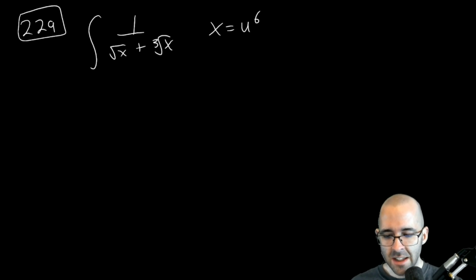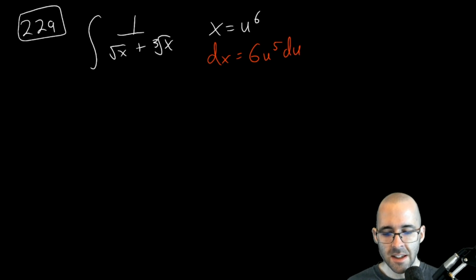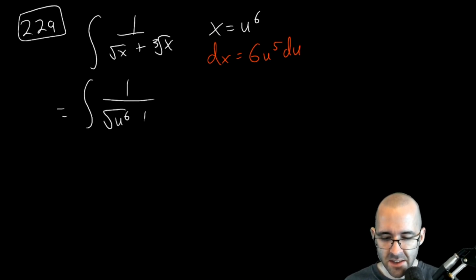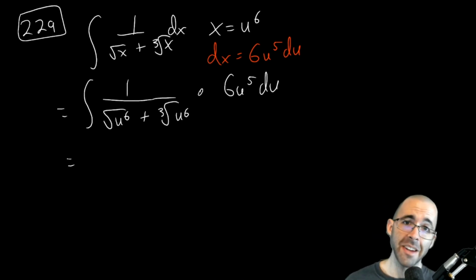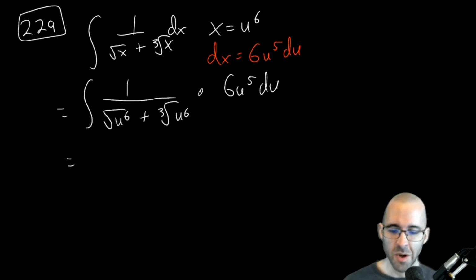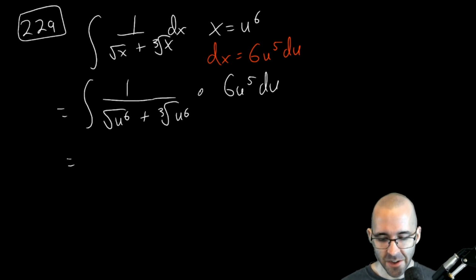So we know that dx will be 6u to the 5th du. Let's just see what happens. We get 1 over square root of x, which is u to the 3rd, plus the cubed root of x, which is u squared, times dx, which is 6u to the 5th du. I have no idea where this is going. It just looked like a fun, weird problem that I thought could be useful to do.